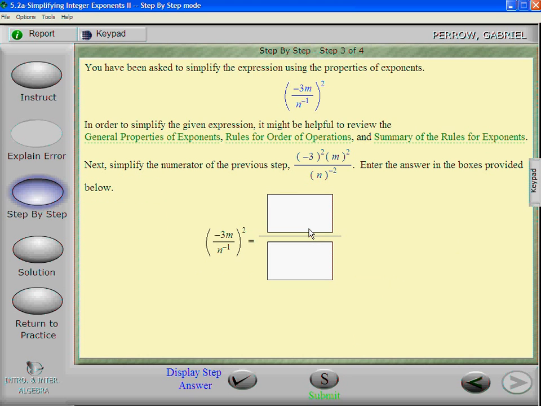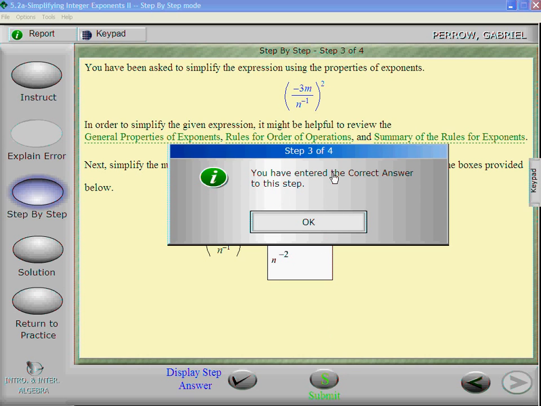Okay. And so on top, look at what they had for a previous step. Negative 3 in parentheses squared times m squared over n to the negative 2. That's going to give me a positive 9, right? Because you have an even power with the negative below. That's a positive result based on the even power, and m to the positive second. No more need for parentheses. And on down bottom, n still to the negative 2.